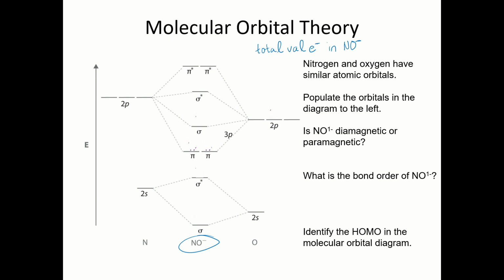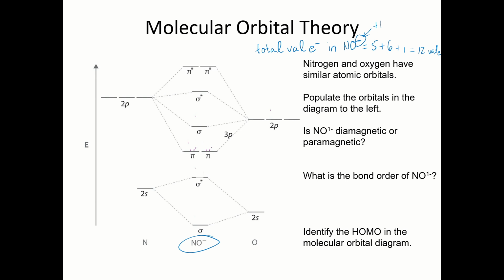All right, so total valence electrons in NO negative. From nitrogen, remember periodic table, it's in group 5A, so nitrogen is going to have 5 valence electrons, plus our oxygen is going to have 6 electrons, again it's in group 6A, and then we have to add 1 extra electron because of the negative charge. Remember, electrons carry negative charges. So that's going to give us a total of 12 valence electrons in the system.